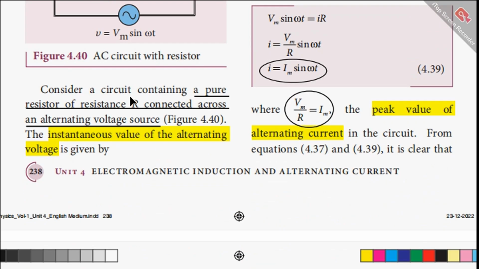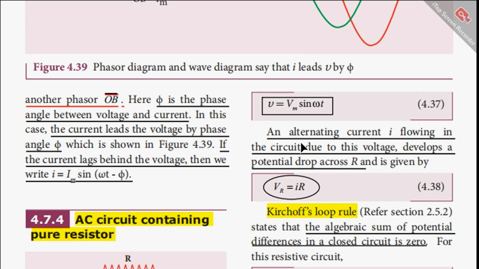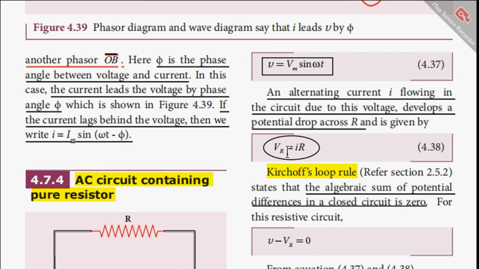Let us consider a circuit which contains a pure resistor of resistance R connected across an alternating voltage source, as shown in this diagram. The instantaneous value of the alternating voltage is given by the expression V equal to Vm sin omega t. An alternating current I flowing in the circuit due to this voltage develops a potential drop across R, and that is given by VR equal to IR by Ohm's law.